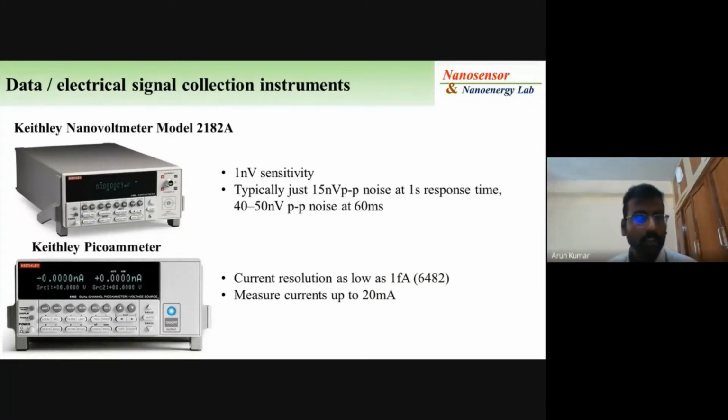The next one is the picoammeter. This ammeter can measure down to 1 femtoampere, and the maximum current it goes to is 20 milliampere. These two instruments are really good when you do sensor-based studies. But I suggest that the nanovoltmeter is not meant for nanogenerators, especially triboelectric nanogenerator studies, because the nanogenerator is a device with high impedance.